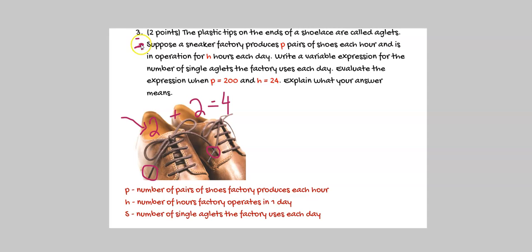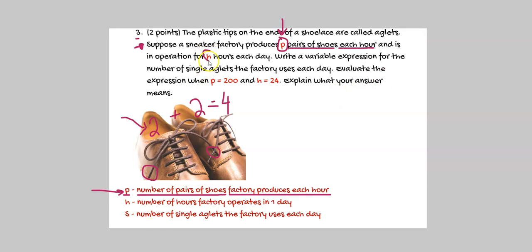We have some variables here, so let's start by writing down what variables are mentioned. The first variable mentioned is P. Let's see what P stands for here. It says the sneaker factory produces a number of pairs of shoes each hour. So P stands for the number of pairs of shoes the factory produces each hour.